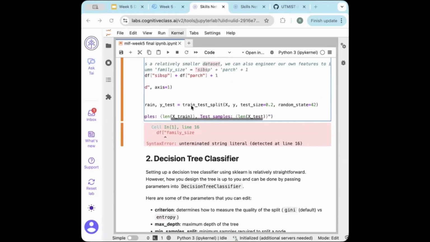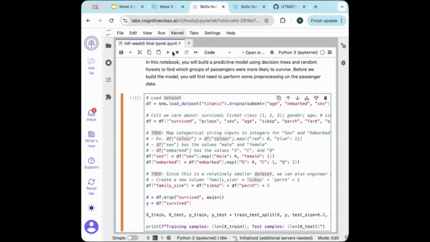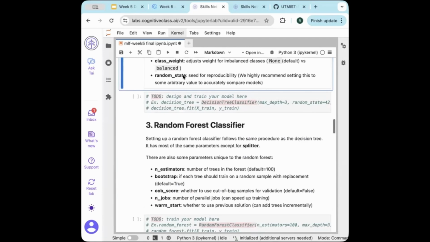And then let's split them, right? 80% is going to be the training data set, 20% is going to be the testing data set. And then we're going to be calling this just to see the results.